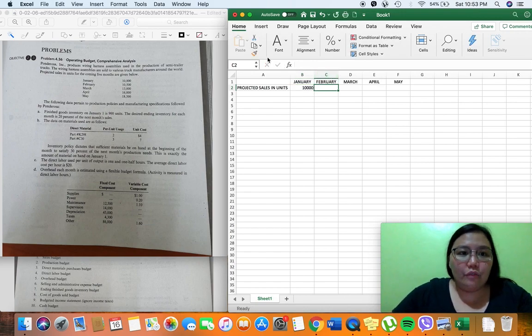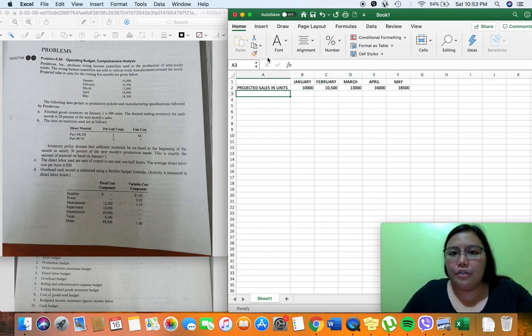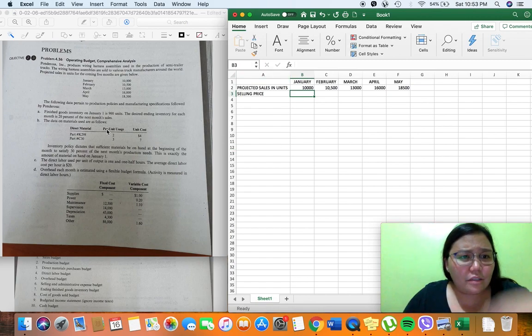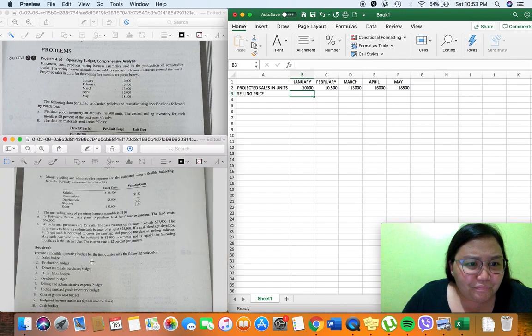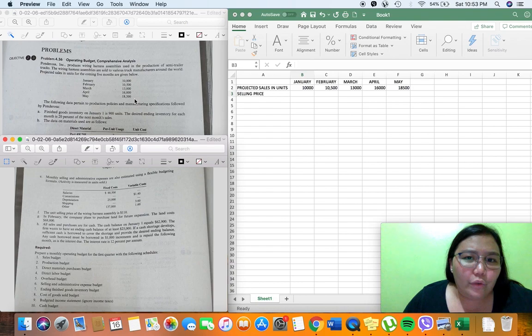So we have 10,000 for January, 10,500 for February. For March, we have 13,000 units. For April, 16,000. And then for May, we have 18,500. So of course, to compute for the budgeted sales for each month, we have to multiply the projected sales in units by the selling price. So let us look for the selling price for a while. The unit selling price here in letter F, the unit selling price of the wiring harness assembly is $110.